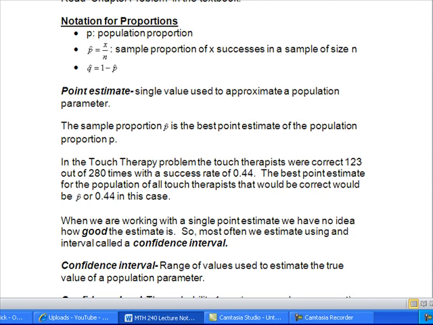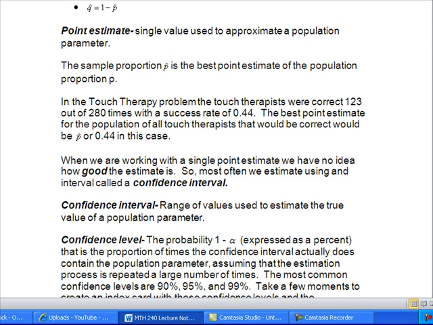A point estimate is a single value that is used to approximate a population parameter. So the sample proportion P hat is the best point estimate of the population proportion P. Now what we find is that very often the sample proportion that we get from a sample may not actually be that close to the population proportion. But if we want a point estimate, it's the best we can do.